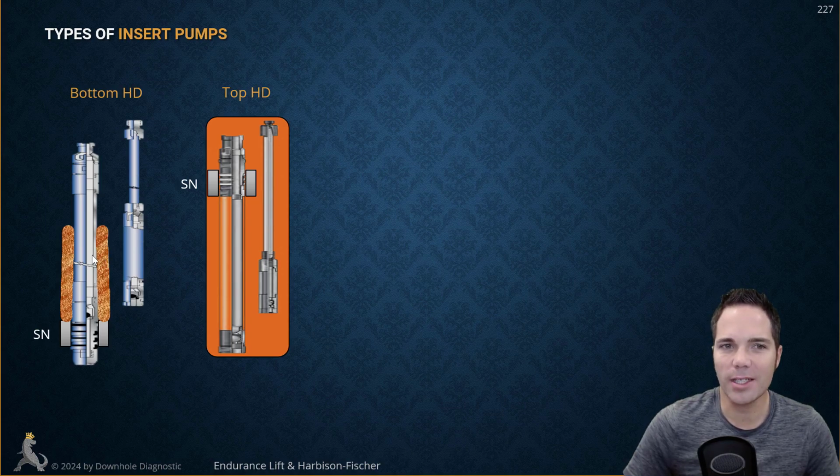So the reason you would run a top hold down pump is that you probably have a sandy well that produces lots of solids. It has to be shallower, probably less than 5,000 feet. Otherwise, you could burst the barrel. But in this case, you only have a couple inches where solids can accumulate, so it's much easier to unseat your pump for this particular style.